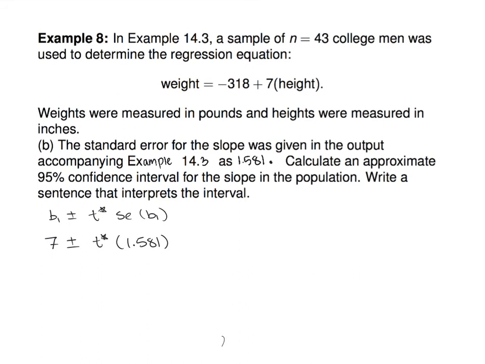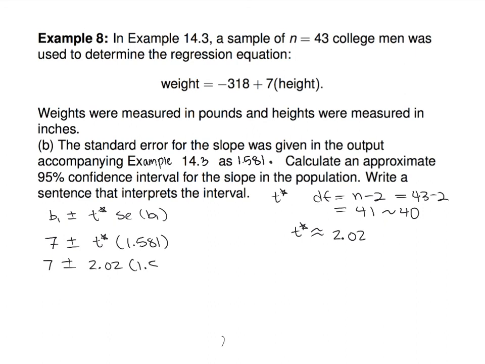Okay, now to find T star, we have to find the degrees of freedom, which is n minus 2, 43 minus 2, which is 41. That's pretty close to 40, and that's the number that's on our table. And so in this case, we end up with T star is about equal to, let me get my table out, and looking at the degrees of freedom equals 40, we get that T star is about 2.02. And so our confidence interval is 7 plus or minus 2.02 times 1.581.